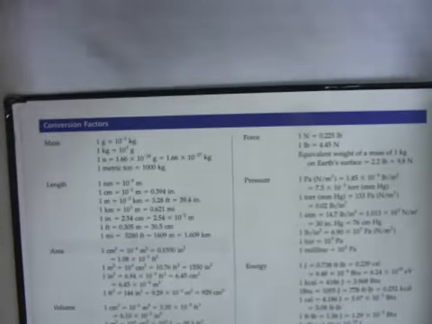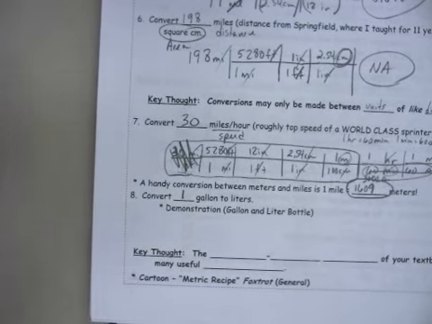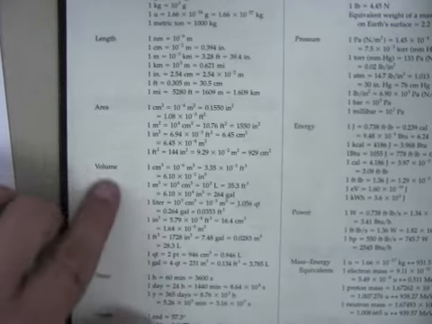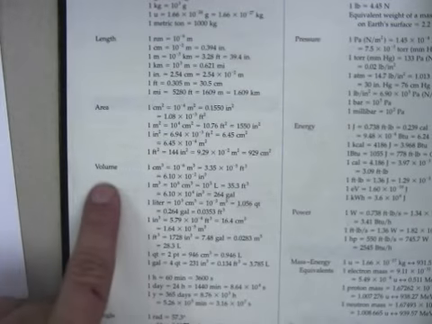And if we go back to the question we're looking at here, what are we trying to do? We're trying to convert gallons to liters. Well, gallons is volume and liters is volume. So I'm going to go in the book and look for the dimension that is volume. And volume falls right here.